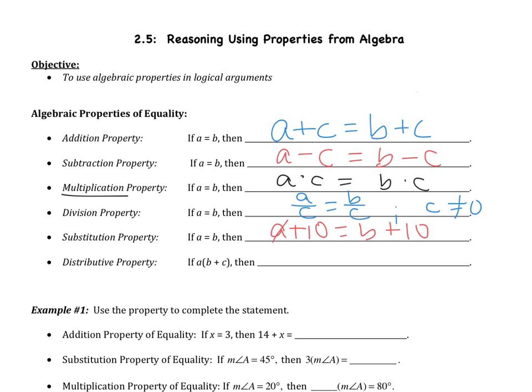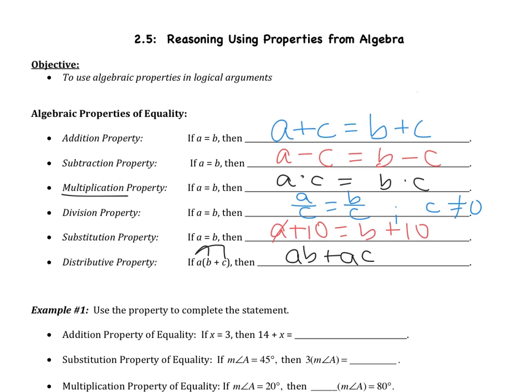All right? And then the distributive property of equality, you should be familiar with this one. We are distributing the A to both the B and the C, so A times B plus A times C. Okay? All right, questions?